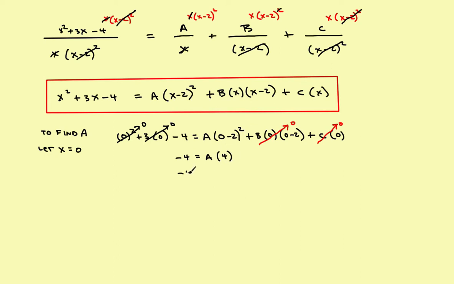So that's going to give you minus 4 divided by 4. So A would be equal to a negative 1. So you've got the first letter. Okay, now you want to find the second one.